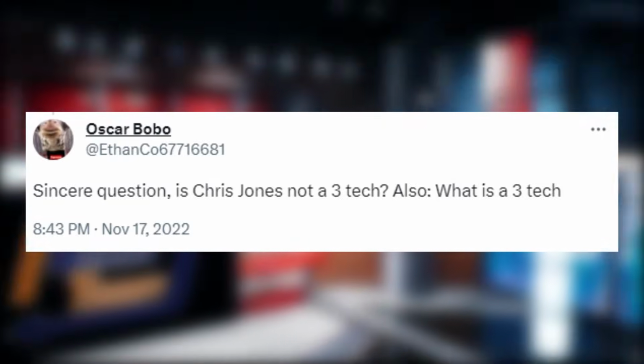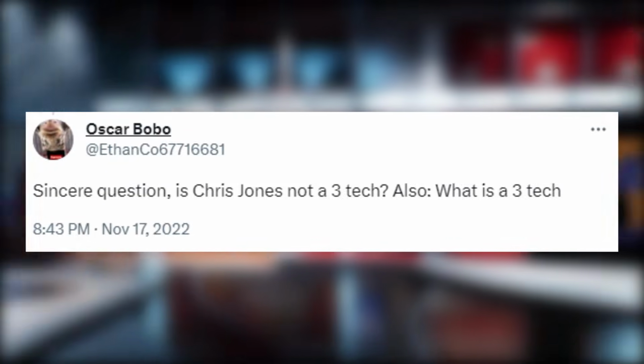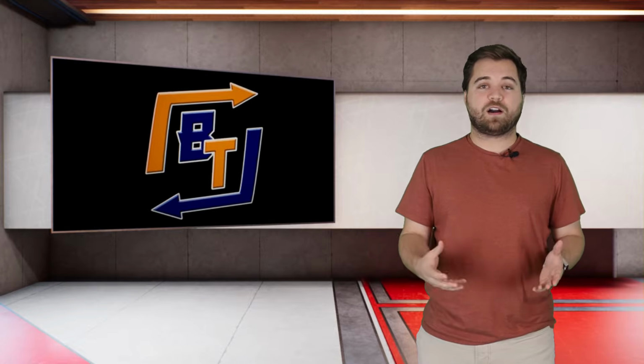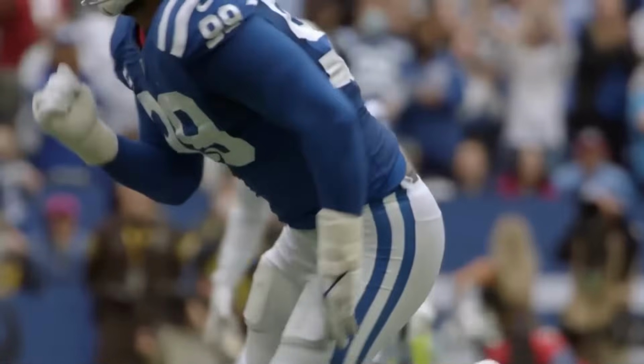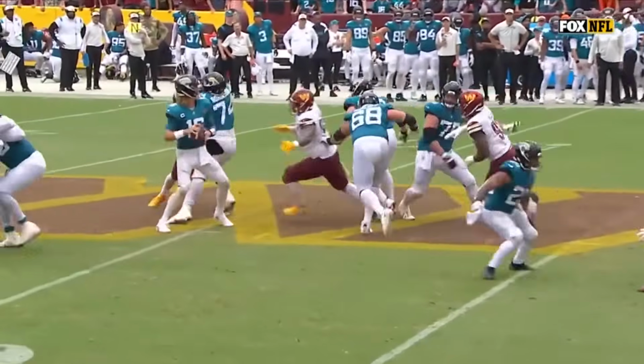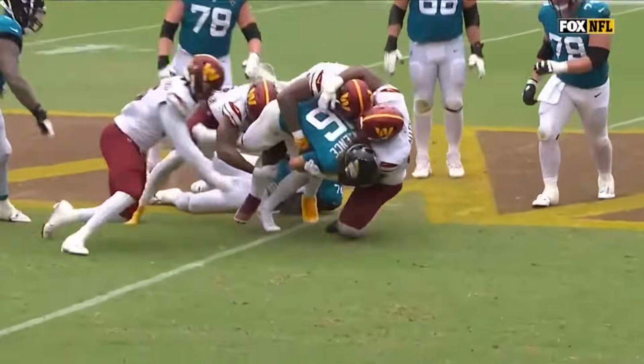What is the difference between a one-technique defensive lineman and a three-technique defensive lineman? If you're a fan of football, chances are you've heard these terms thrown around, but maybe nobody's ever stepped up to explain what they are. They are two different types of defensive line, but they do different things. So let's quickly talk through what is the one-tech and what are they trying to do on any given play?